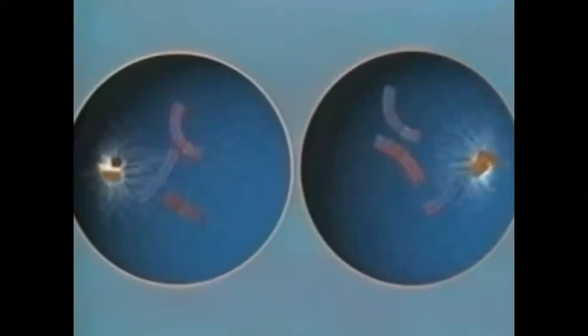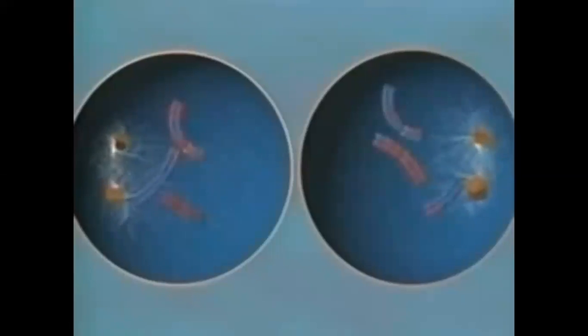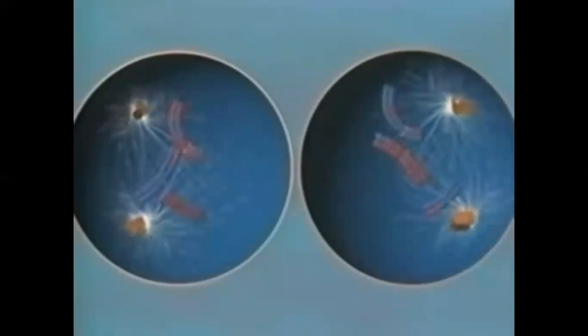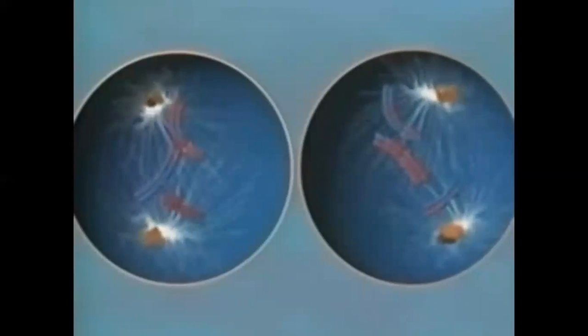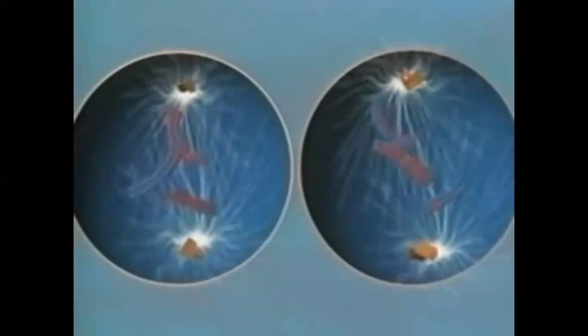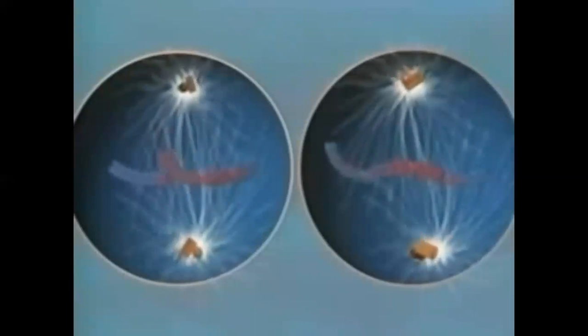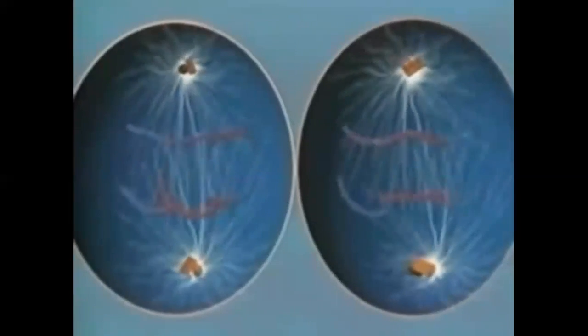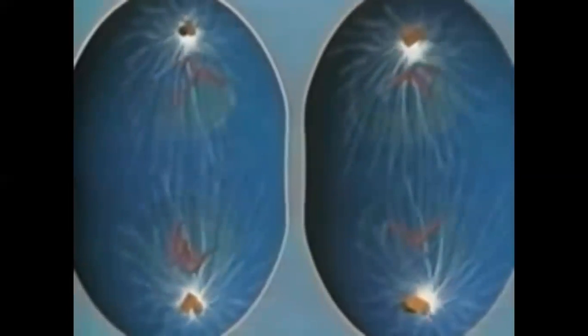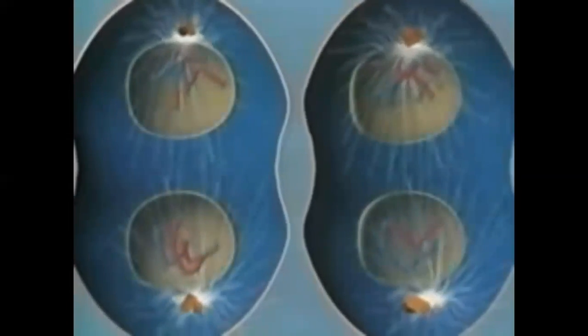So that was anaphase 1. Here's telophase 1. So now we're seeing prophase 2 taking place. Okay, here's metaphase 2. There's anaphase 2. And there's telophase 2.